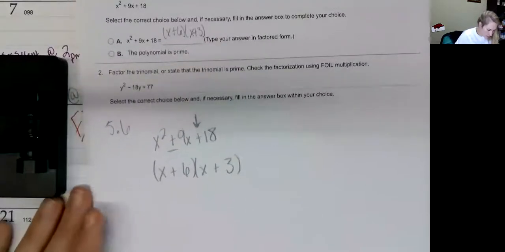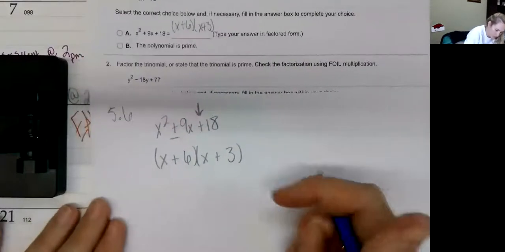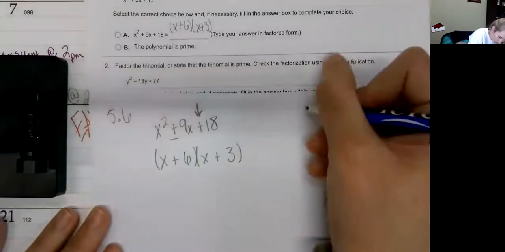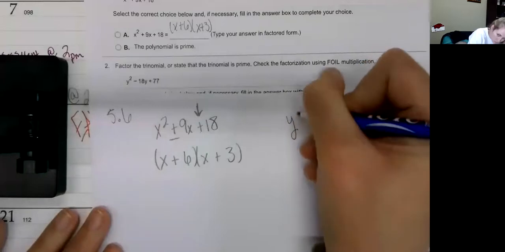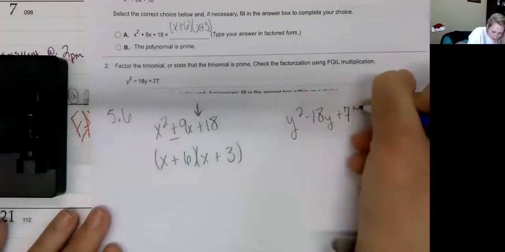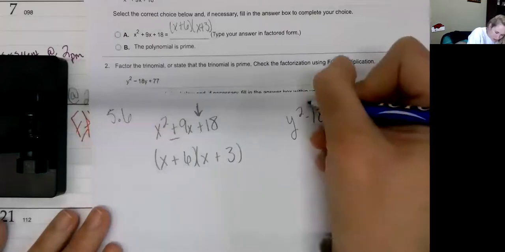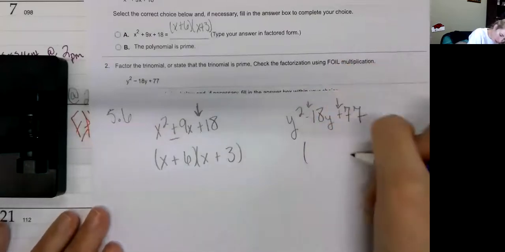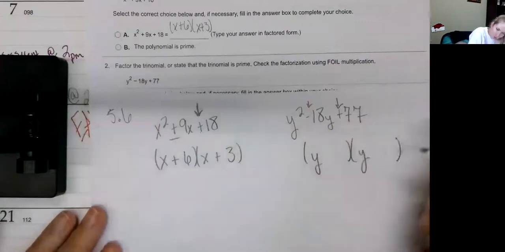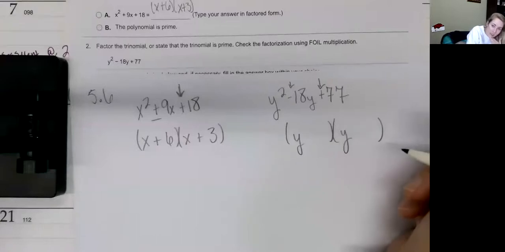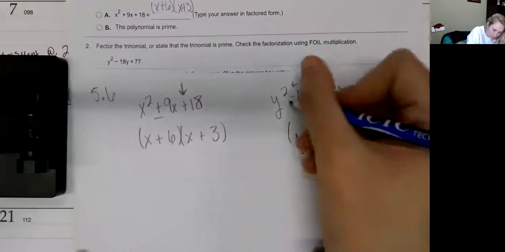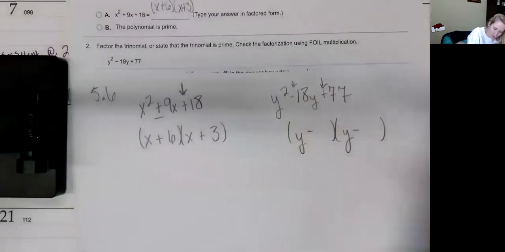So we'd have y squared, subtract 18y plus 77. There's a plus sign at the end. That means both will have subtract. When I factor out my y squared, it will be y times y. And then factors of 77 that add to get 18. I know they're both subtract here, so put them in there.